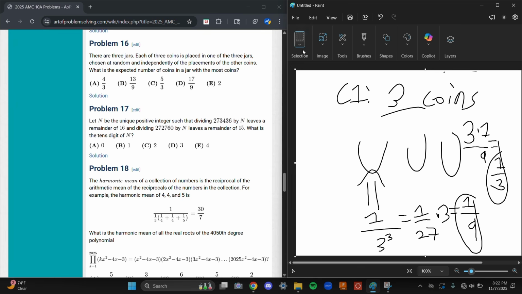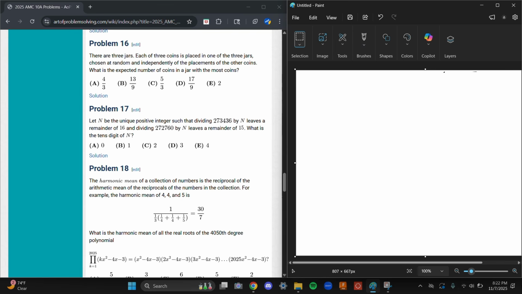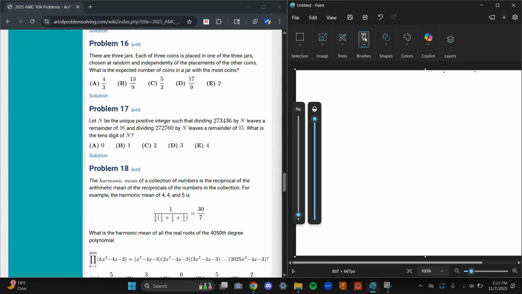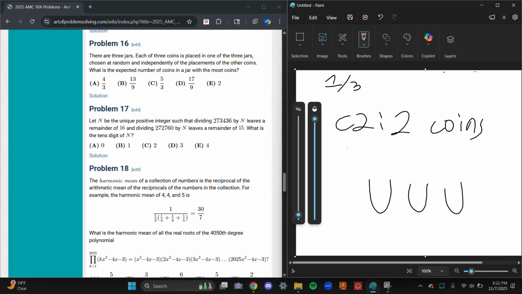Right? Okay, now let's do 2 coins. So I'll write 1/3 to the side here. Case 2, 2 coins. So 2 coins, that means I can either have something like, oh wait, no, there's only one way: 2 coins in one jar and 1 coin in another. So let's say I have something like this. Without loss of generality, again, I chose these 2 jars.